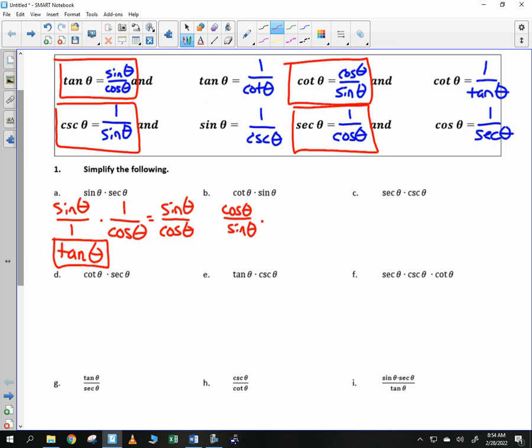The second part, sine, is already written in terms of sine and cosine, so I don't want to switch it. Some people might say, well, switch it to cosecant. I don't want to use this. I only want to use these pieces right here. So I'm just going to write it as sine of theta over 1. Does anybody see what's going to happen? What's going to cancel out? Sine will cancel, and you're just left with cosine. Excellent.